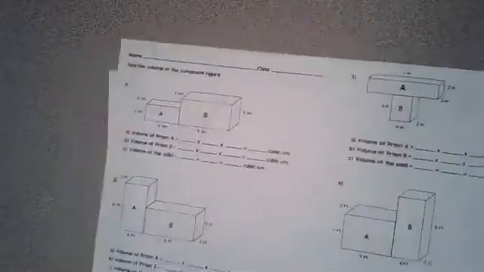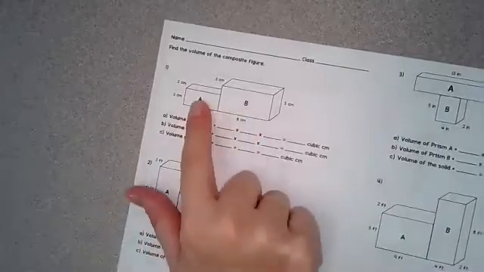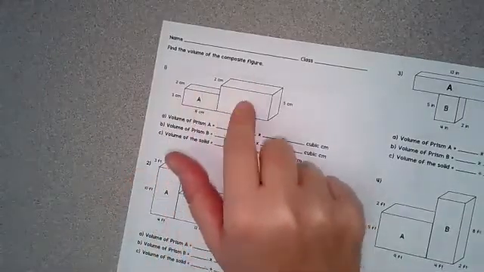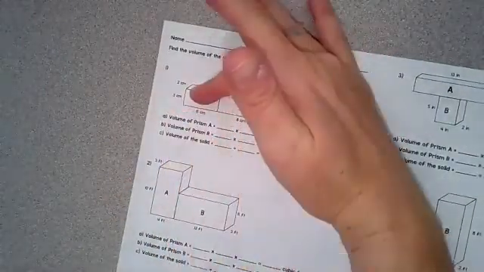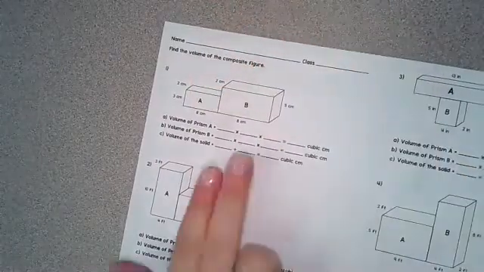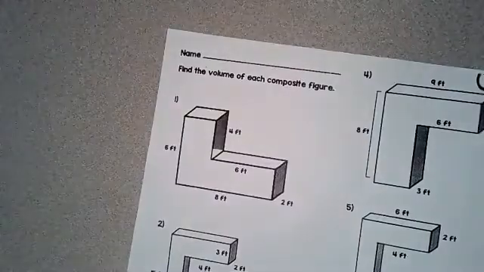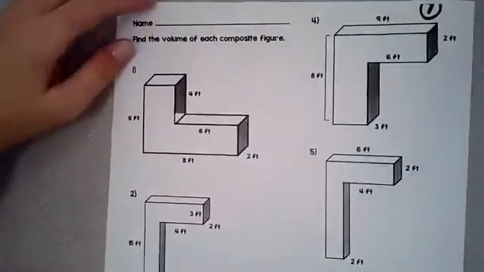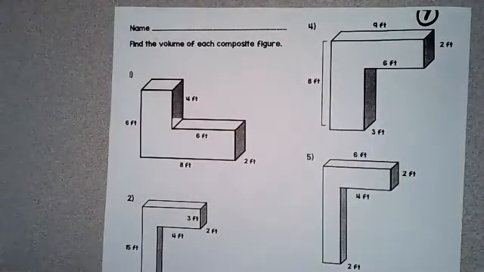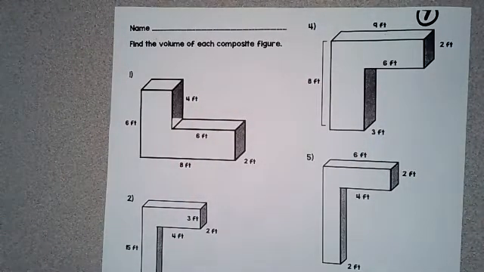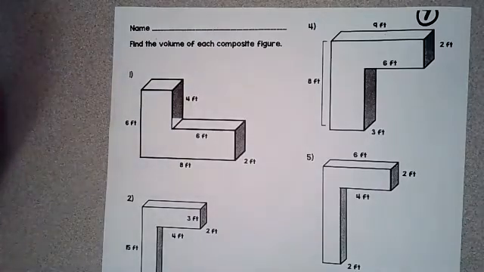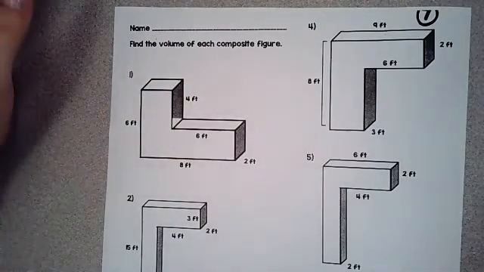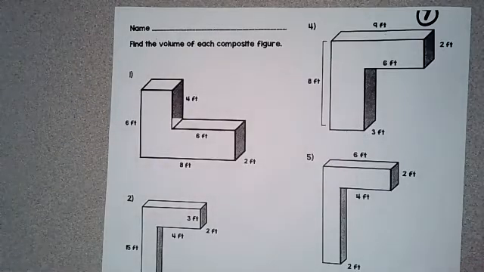So these ones from yesterday, you can clearly see this is box A and this is box B, and you find the volume of box A, volume of box B, and you put the two together to get both. Now we're going to take it a step further today, okay? Today, these composite figures have not been divided in half, so it's not been divided into two different boxes. So I'm going to teach you how to do that today.